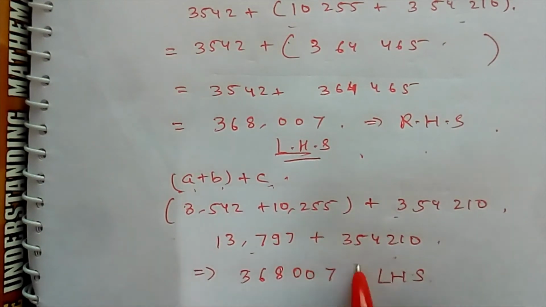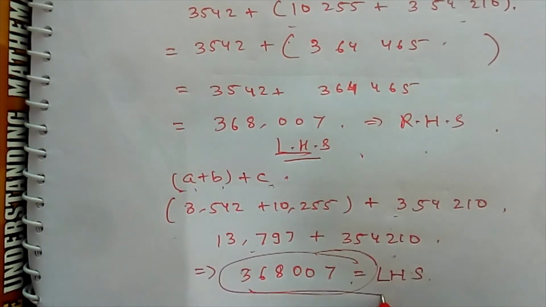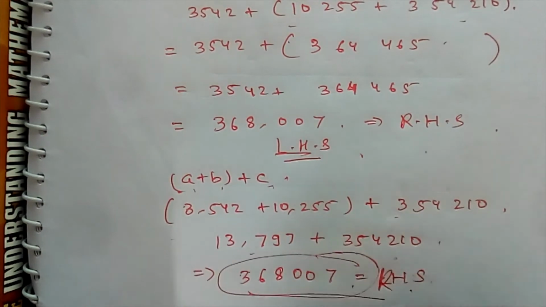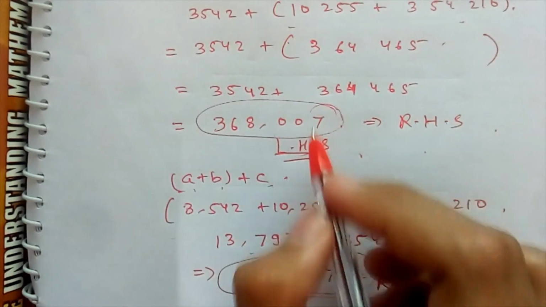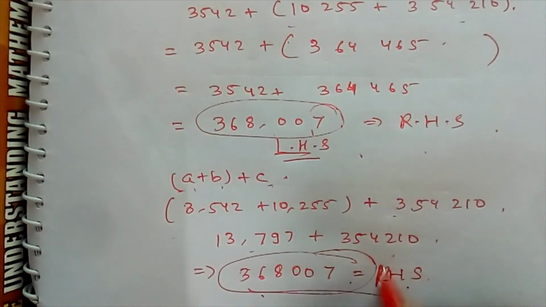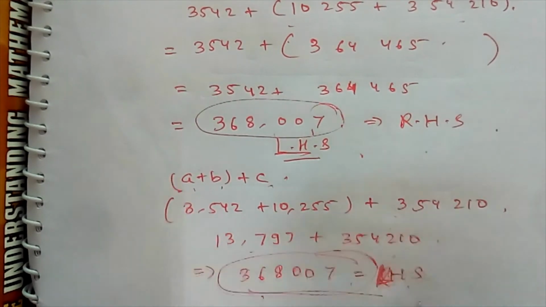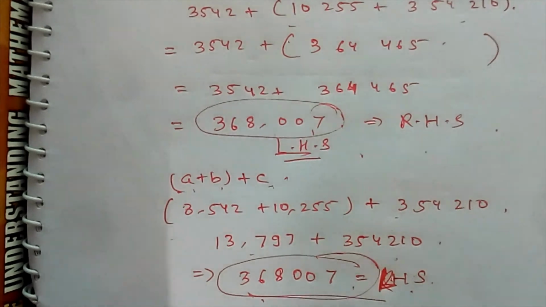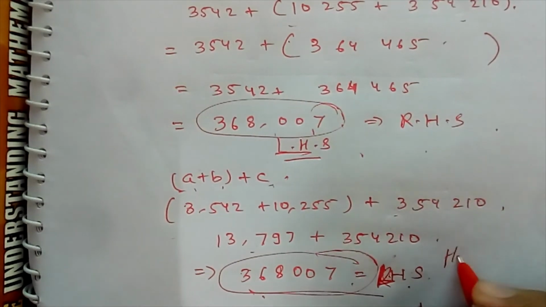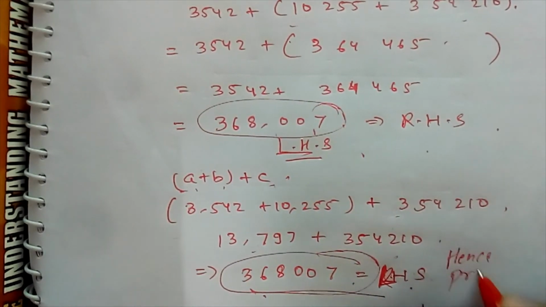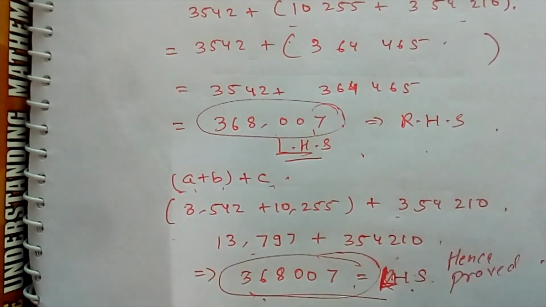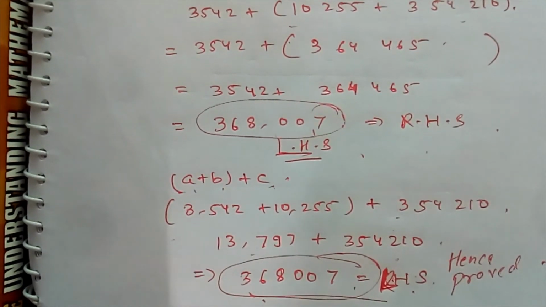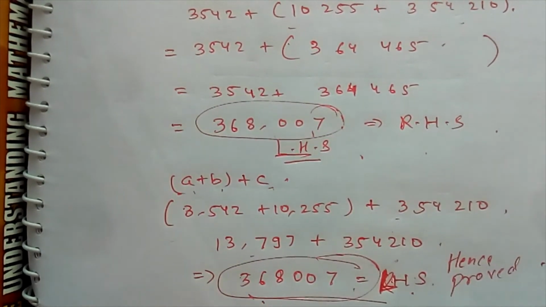And you will see that the right hand side solution is equal to the left hand side solution. Okay, left hand side solution is equal to right hand side solution. It's verified, hence proved. Now the property is verified for this. Let's quickly move to the next question.